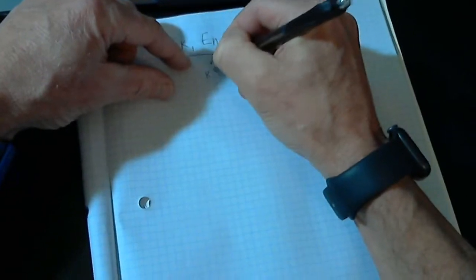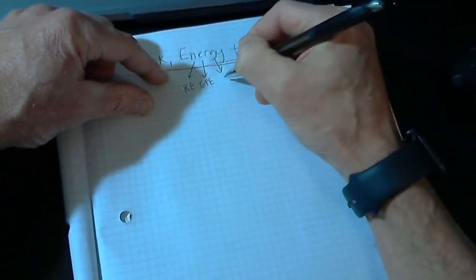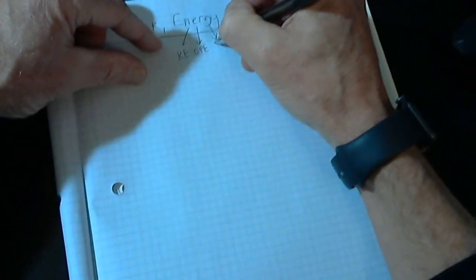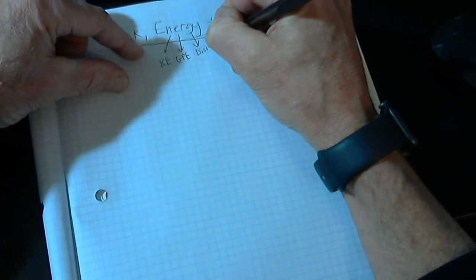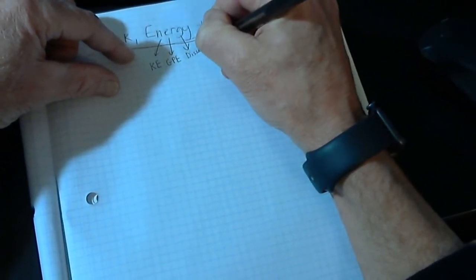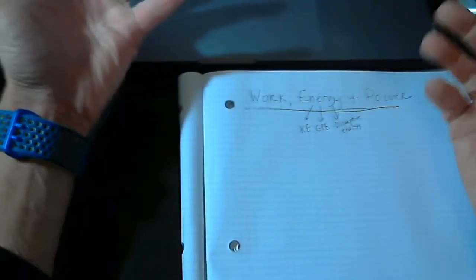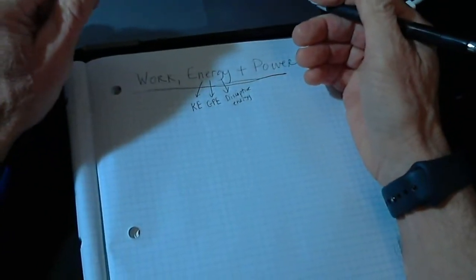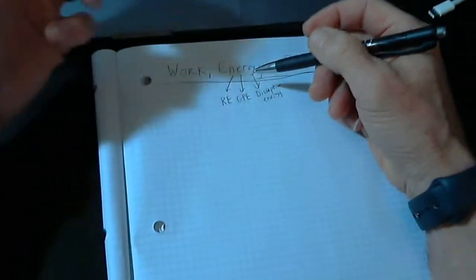We're talking about kinetic energy, gravitational potential energy, and dissipative energy. Sorry if I misspelled that. Dissipative energy would be like energy of friction or heat energy, etc. Now, it's these two that really are going to concern us the most because we can quantify those.